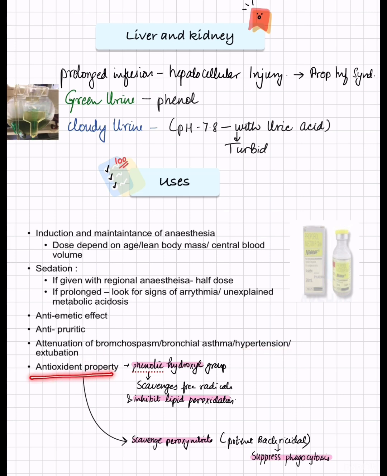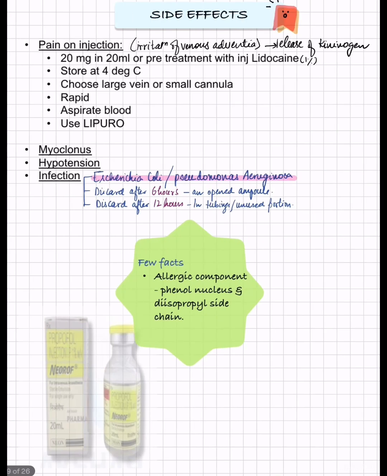It has an antioxidant property also. The phenolic group of the propofol scavenges free radicals and inhibits lipid peroxidation. It also scavenges peroxynitrite, which is a potent bactericidal. Hence, it suppresses phagocytosis. Coming to side effects, it causes irritation of the venous adventitia, which leads to pain.